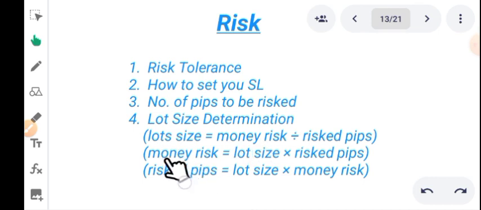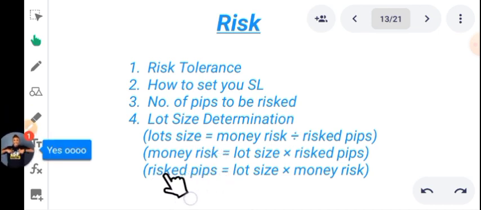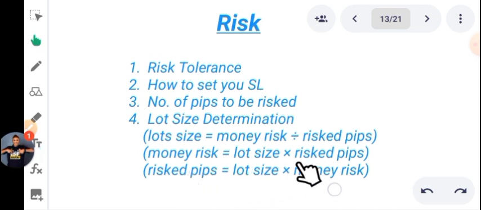Now if you want to get the money you are risking, you are going to say lot size multiplied by your risk pips. The pips you are risking multiplied by lot size, you are going to get the money that you want to risk. Now the last one is that you want to get the risk pips. How many pips do you want to risk? To get it, your lot size multiplied by the money you are risking. Very simple. So we are going to go over to the chart now. Let me show you guys how to do it. It's going to be more understandable there.